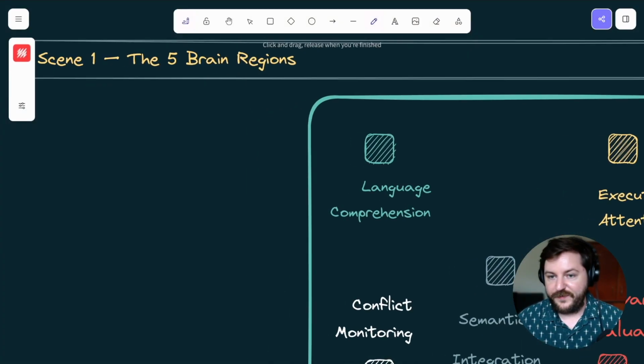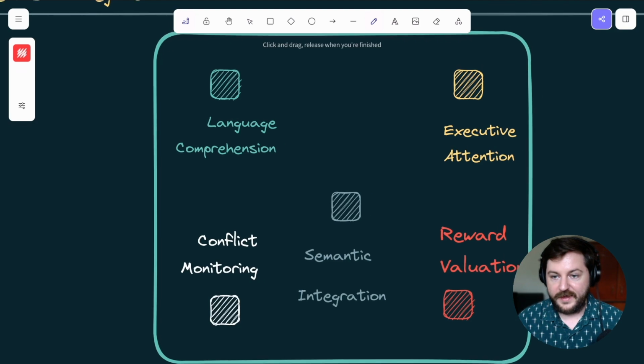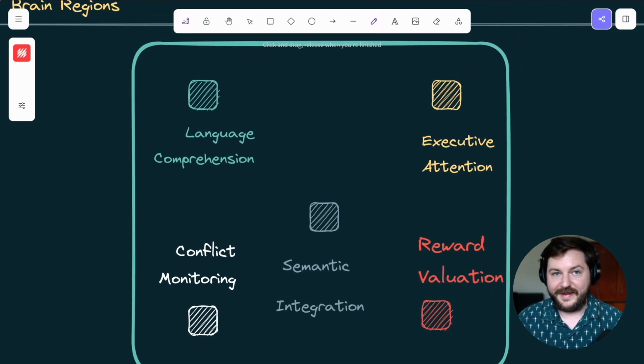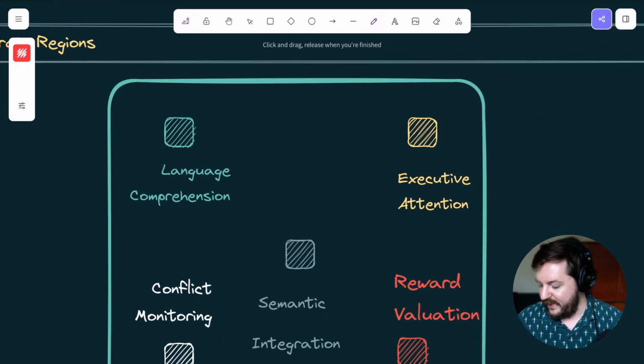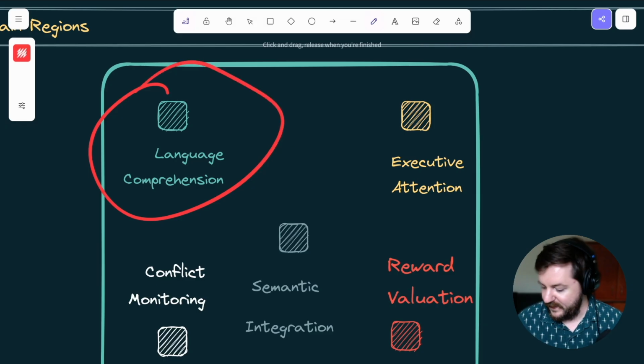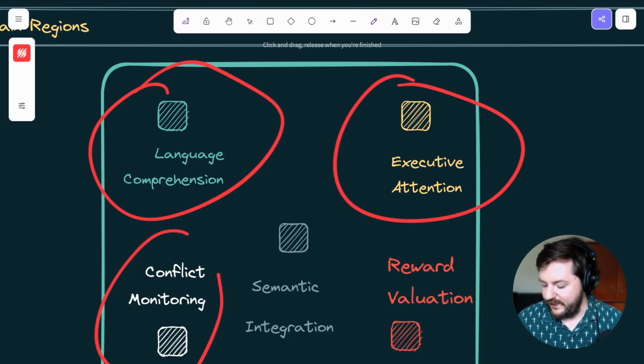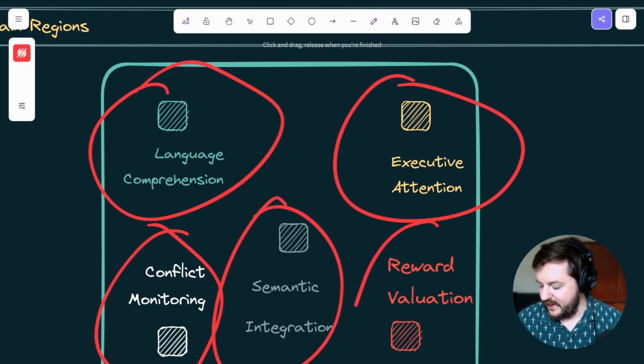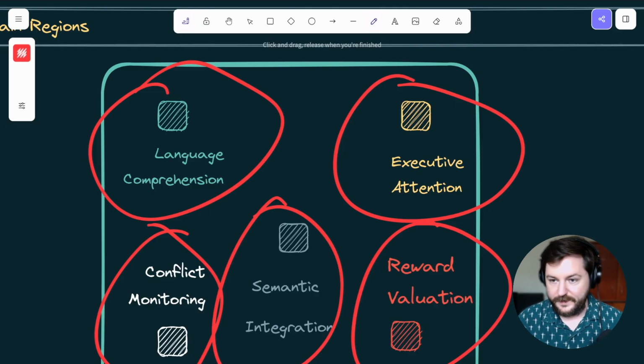these MRI machines. So what does that mean in terms of what we're doing for marketing here, just to be specific? Well, glad you asked. There's 5 brain regions that this particular model, I guess, or data set was trained on. So we have language comprehension, executive attention, conflict monitoring, semantic integration, and reward valuation.